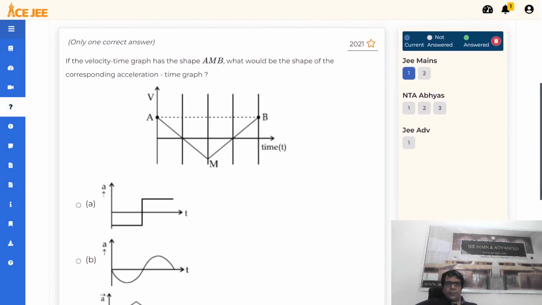Sir, why is there a vertical line? Will there be a vertical line like shown in graph A? No, beta, there will not be any solid line. There should be a dotted line for the sudden change in velocity at point M. Okay, sudden change. So there is a discontinuity in the slope, so there is no way we can represent acceleration for that duration, right? It should be a dotted line. Okay, let's move on.